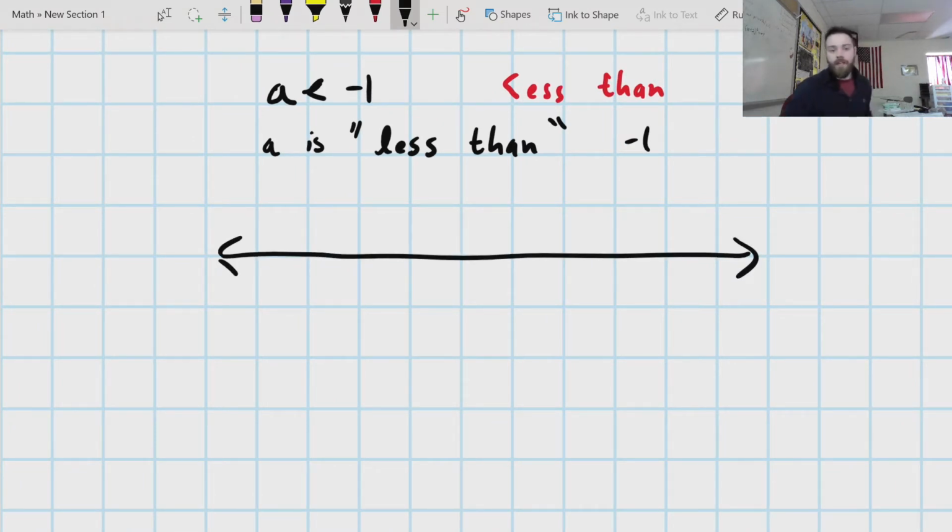And the reason why I don't have an equal to symbol here, I didn't say it's less than or equal to. If you take a look at a and the less than symbol, there's no bar at the bottom. So a cannot be equal to -1. It can only be less than -1. So that's going to come into play here in a second.